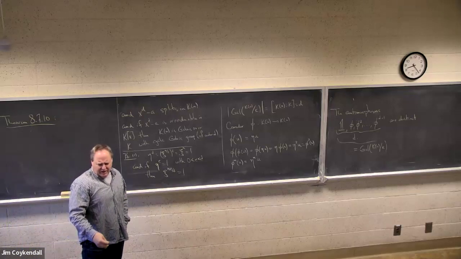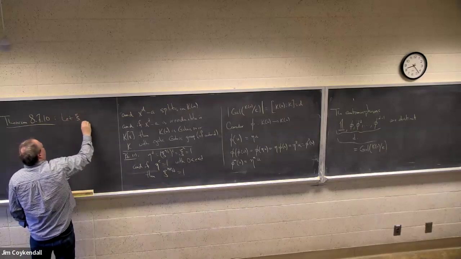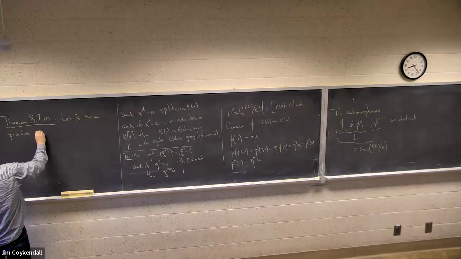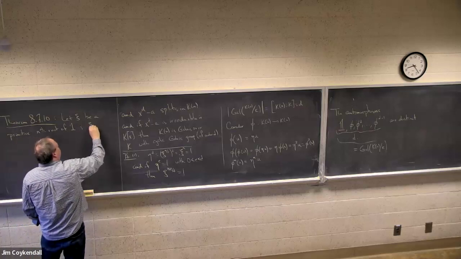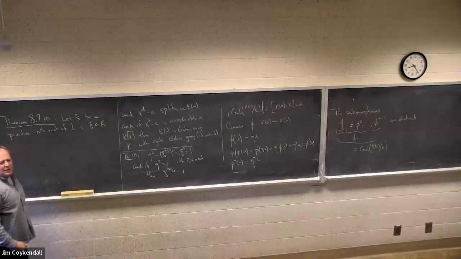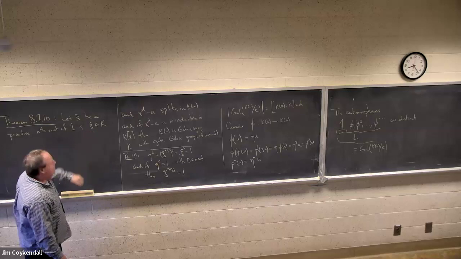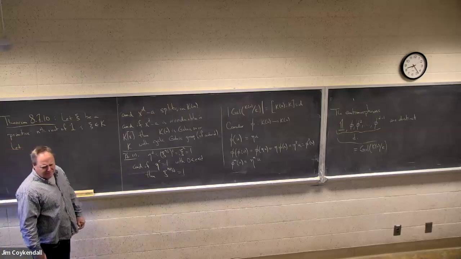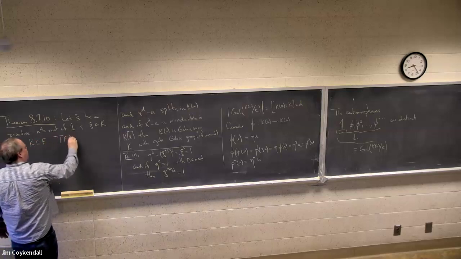Let F be an extension field of K, where K contains a primitive nth root of 1. I should have built the field before I built the nth root of 1, but give me a little slack here. So we've got some field that contains a primitive nth root of unity. Let F be an extension field. The following conditions are equivalent.